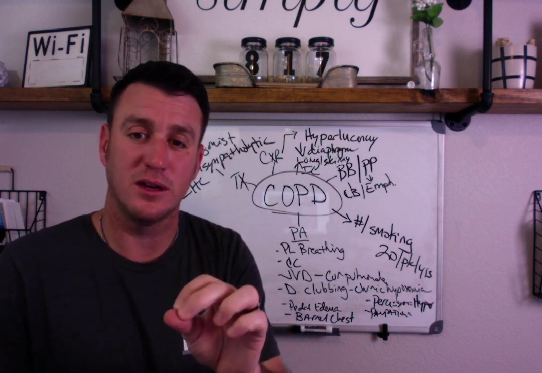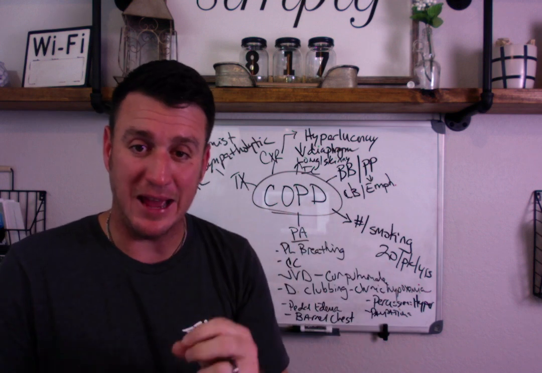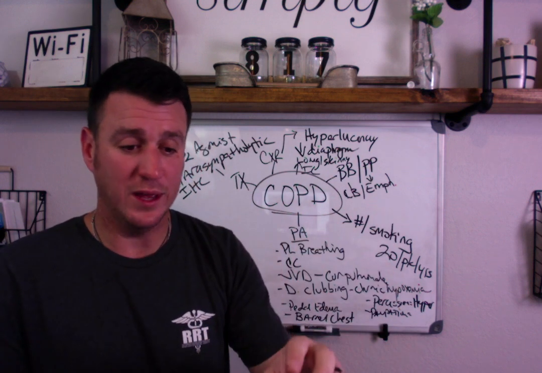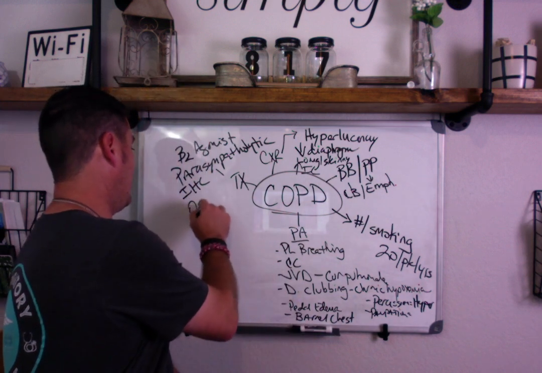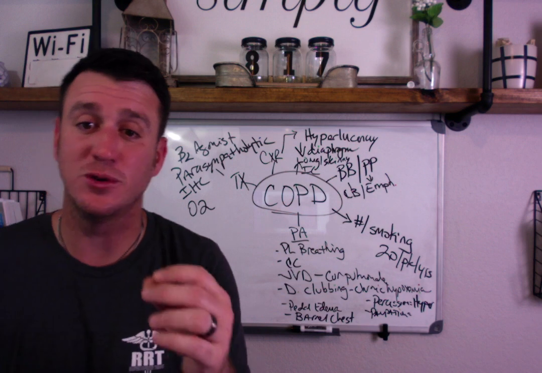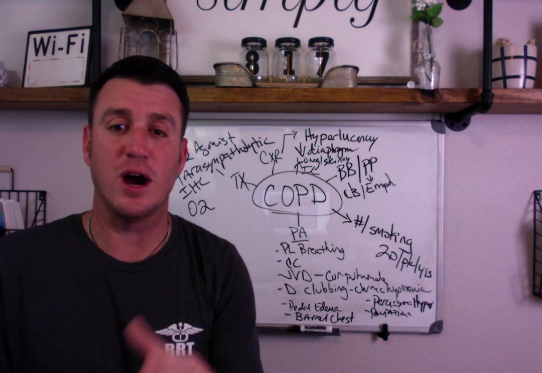So stop smoking. Also, pulmonary rehab will teach them how to live with the disease process they have. And then finally, you need to talk about O2 therapy, which is going to help reduce the signs and symptoms associated with the chronic hypoxemia.